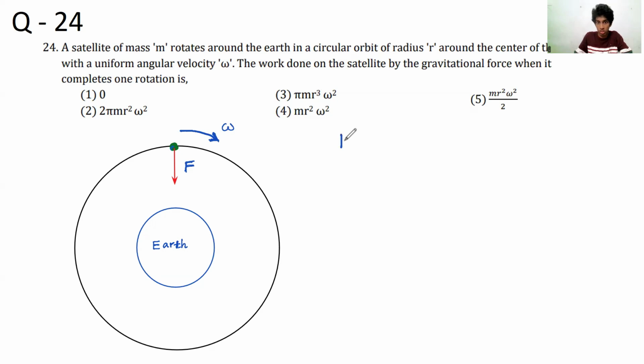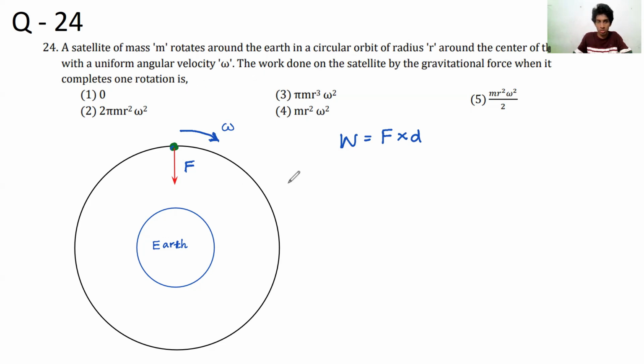So what is work done? So work done is the force into displacement. So the displacement should be in the direction of the force. So here you can see the satellite always moves perpendicular to the direction of the gravitational force. Therefore, no work is done on the satellite by the gravitational force. Therefore, the work done on the satellite by the gravitational force when it completes one rotation is zero.